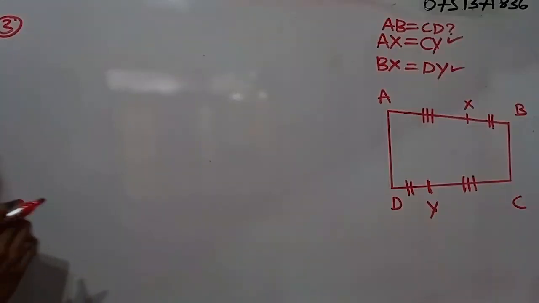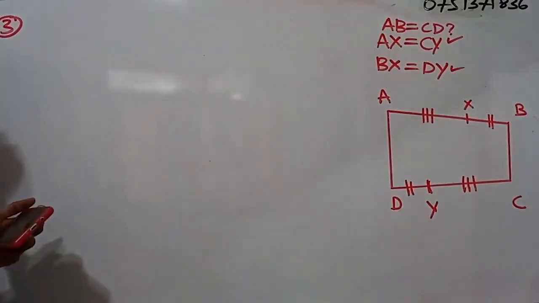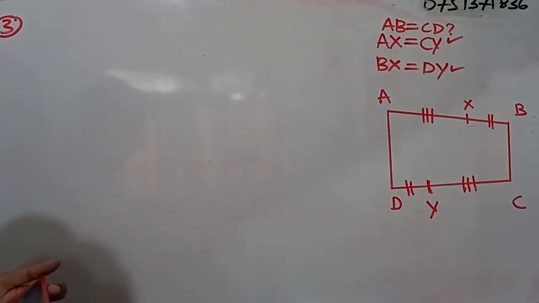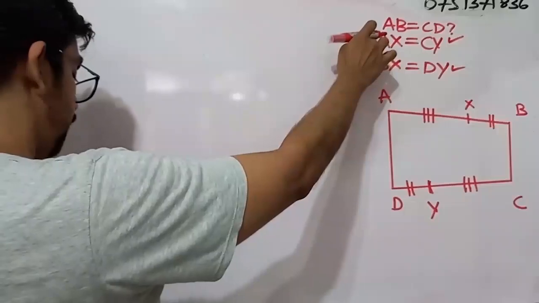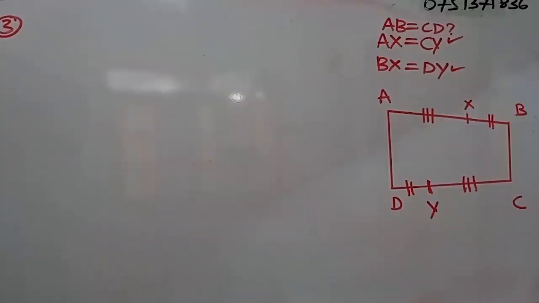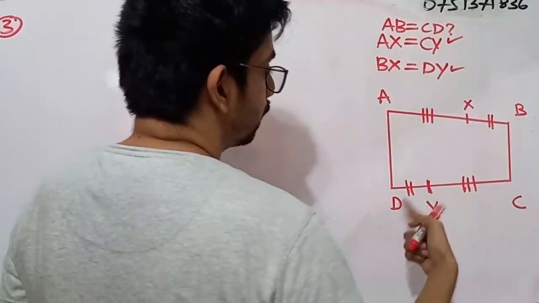The points X and Y. Here we have X, here we have Y. The points X and Y are located on the sides AB and CD respectively of the quadrilateral ABCD such that AX is equal to CY, BX is equal to DY. Show that AB is equal to CD. So what is AB? This side. What is CD? This side.